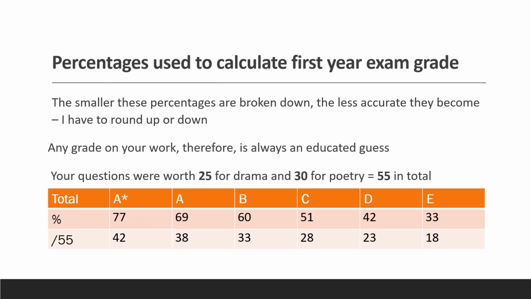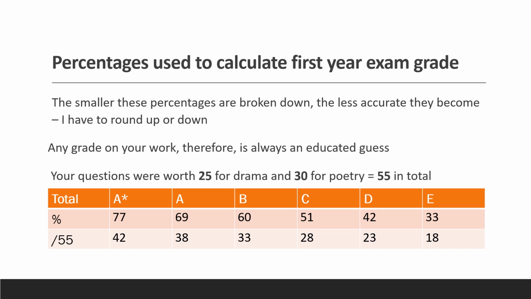So in order to give you a grade, what I've had to do is work out a percentage. So take those grade boundaries and work out what they are as a percentage, and then apply those percentages to the total that your marks were out of. But the smaller these percentages are broken down, the less accurate they become. I often have to make a decision whether I'm going to round up or round down. Any grade on your work, therefore, is always an educated guess.